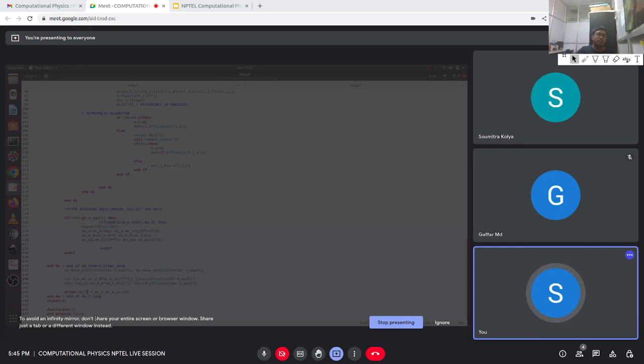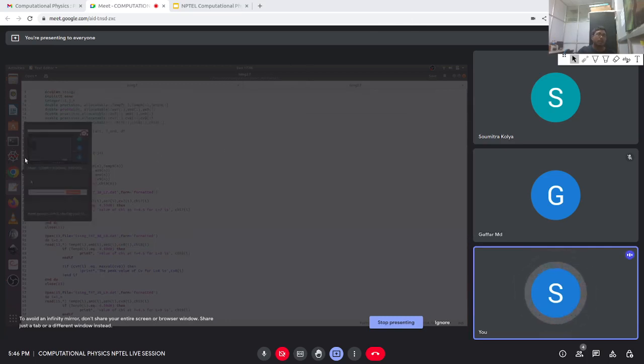Then I just write all the quantities I have calculated in a file, and those files are saved here. We have already those files, because I cannot take a risk of running it, because it will take so much time. So I already have those files with these values. So now we can look at the questions one by one.